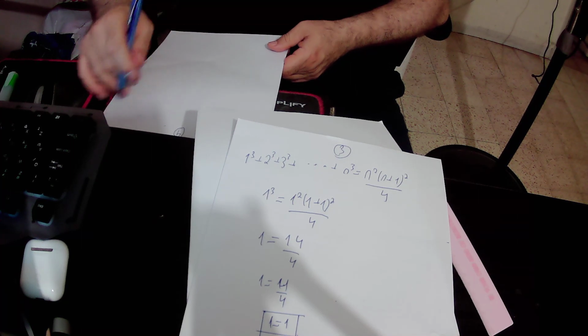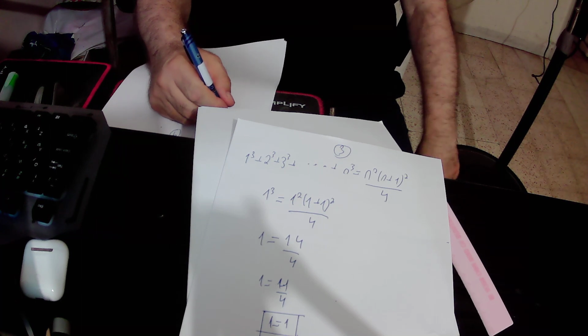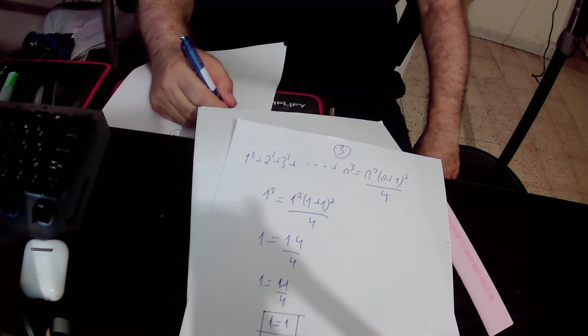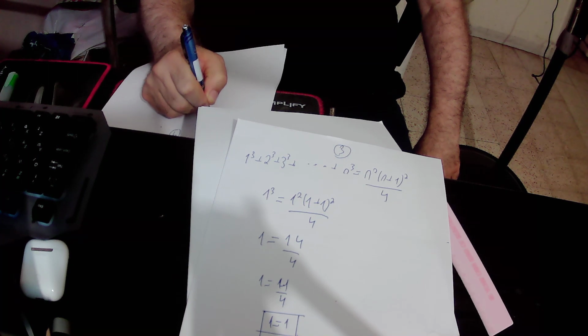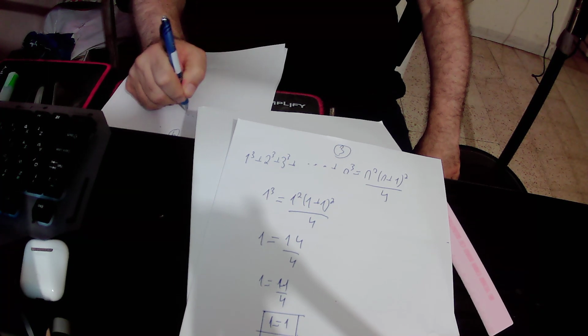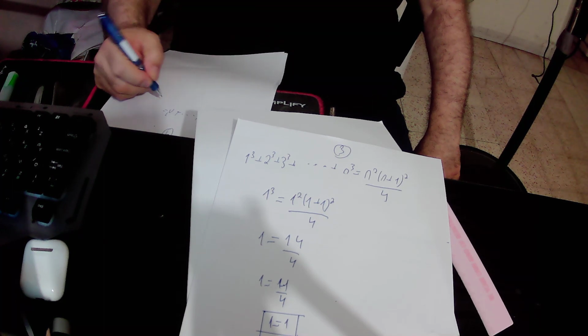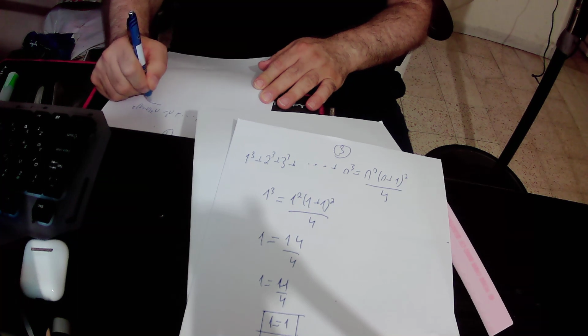So we will assume that this statement is true for n, that is to say, 1 to the power of 3 plus 2 to the power of 3 plus 3 to the power of 3 plus ... plus n to the power of 3 equals n squared times n plus 1 squared, all divided by 4.